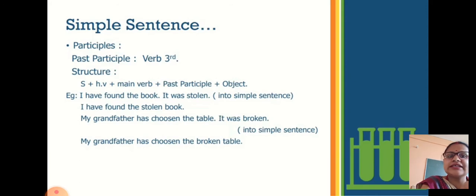Helping verb, if there is a helping verb, you will use it. If there is no helping verb, no need to use it. Main verb plus past participle, and your object should be there. I have found the book, it was stolen.